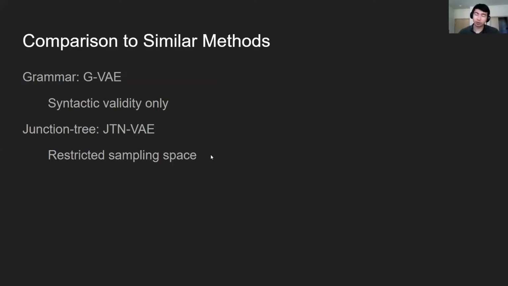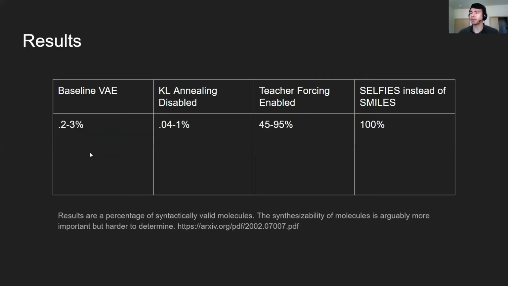Comparing to similar methods, we have the grammar VAE, which imposes some hard constraints on the autoencoder for syntactic validity, and the junction tree, which builds a scaffolding outwards using chemically valid substructures and requires a bit of restriction on the sampling side.